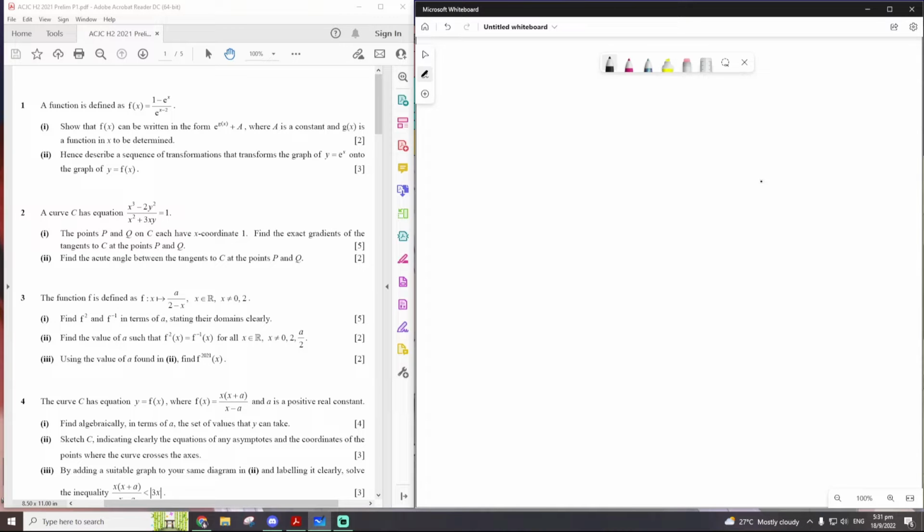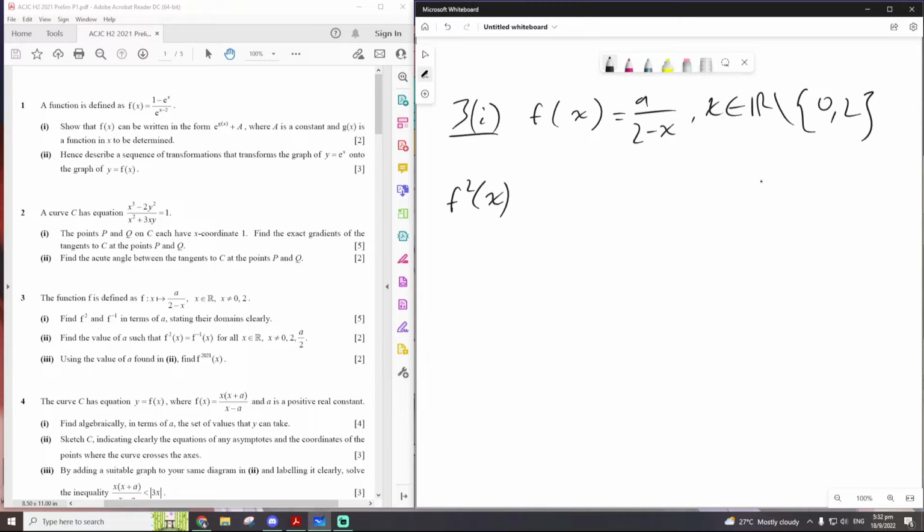Let's do question 3. We're given f of x to be a over 2 minus x, where x is any real number which is not 0 and 2. Okay, so we're going to find f squared of x first, which is just f of f of x, right? So this is a over 2 minus a over 2 minus x.